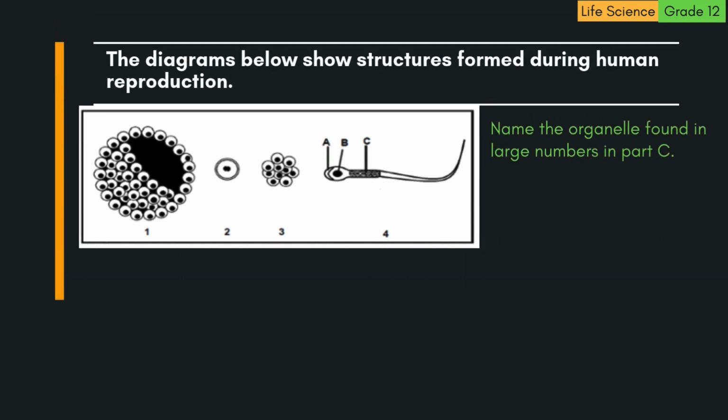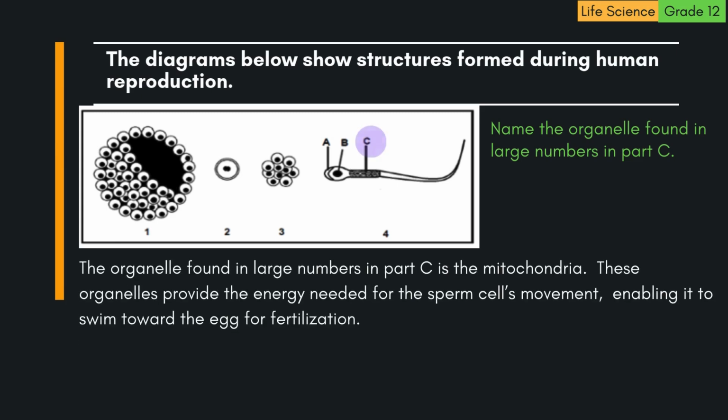Question. Name the organelle found in large numbers in Part C. The organelle found in large numbers in Part C is the mitochondria. These organelles provide the energy needed for the sperm cell's movement, enabling it to swim toward the egg for fertilization.